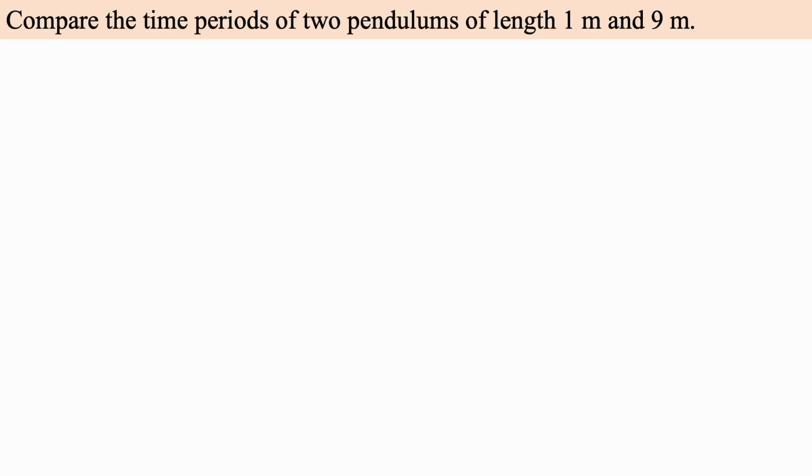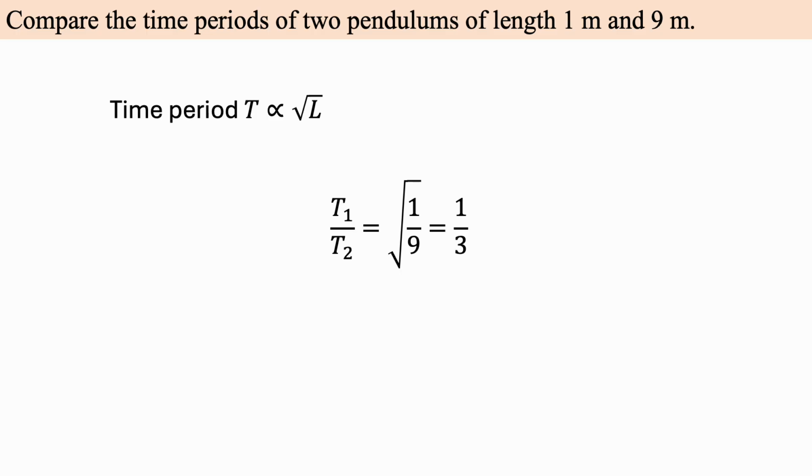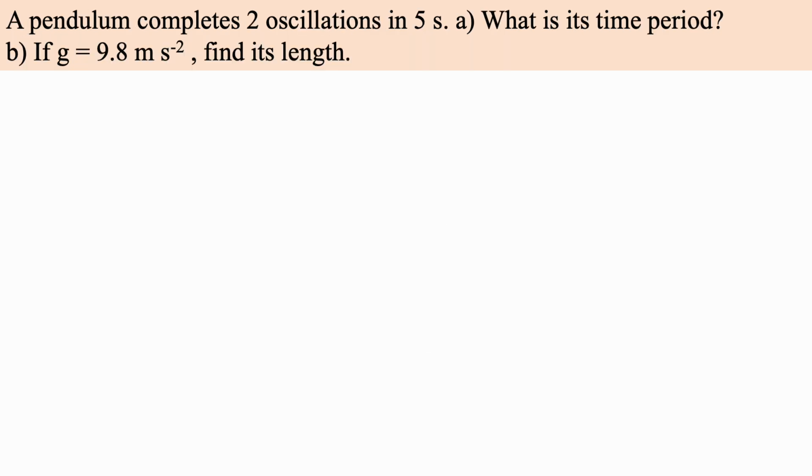Compare the time periods of two pendulums of length 1 meter and 9 meter. So time period is directly proportional to the square root of its effective length. So T1 by T2 is equal to root of L1 by root of L2, which is root 1 divided by root 9, that would be 1 by 3. So T1 to T2 ratio is 1:3.